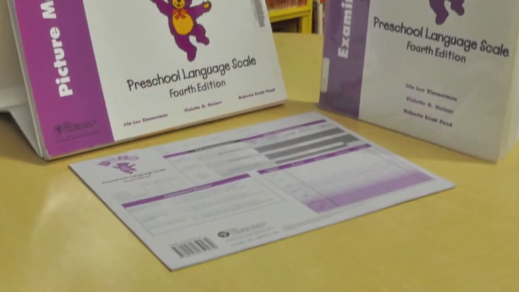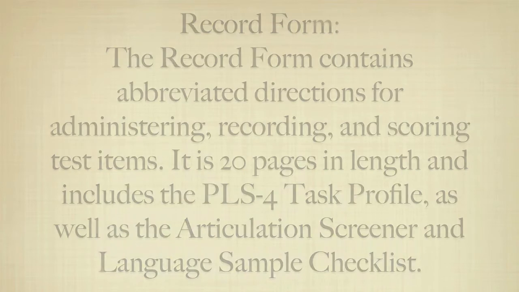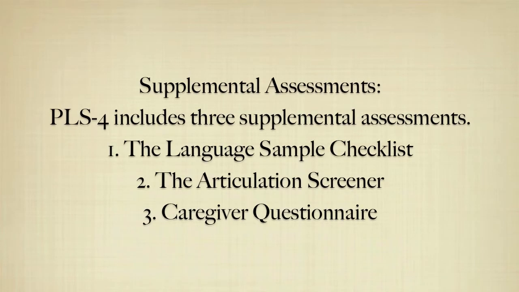Record form. The record form contains abbreviated directions for administering, recording, and scoring test items. It is 20 pages in length and includes the PLS-4 task profile as well as the articulation screener and language sample checklist. PLS-4 includes 3 supplemental assessments. 1. The language sample checklist, 2. The articulation screener, and 3.